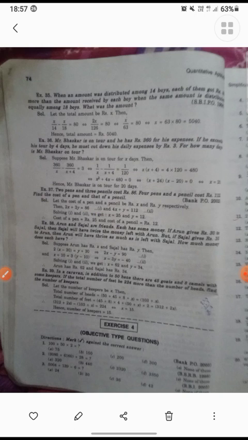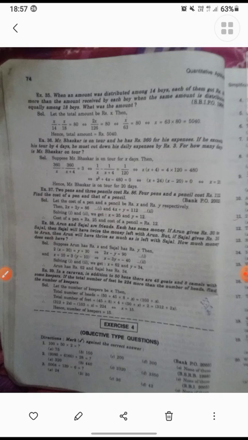So 1 by x minus 1 upon x plus 4 equals 3 by 360, that is 1 by 120. This is cutting. Now x into x plus 4 equals 4 into 120, which is 480. So x square plus 4x minus 480 equals 0, and the factors are x plus 24 and x minus 20.